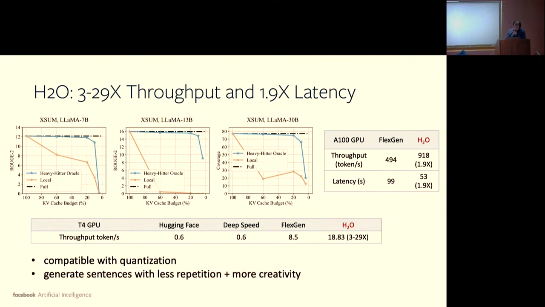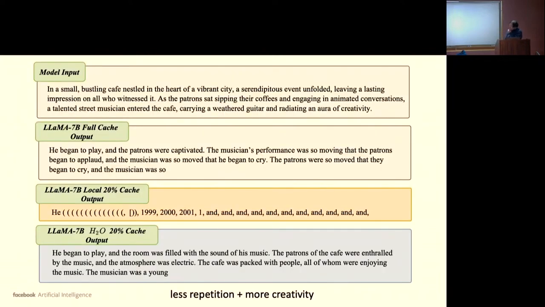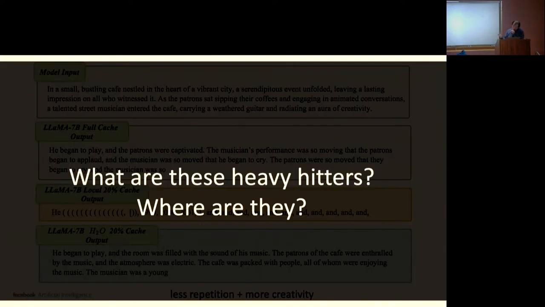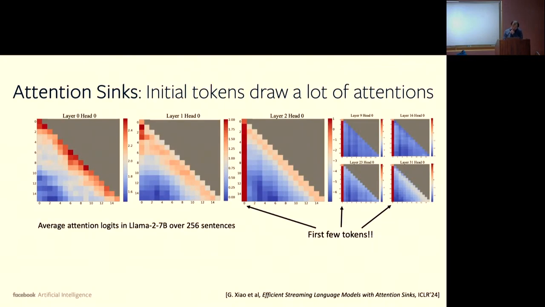We also see other benefits, like it gives you more creativity, because it gets rid of some of the tokens that might restrict your creativity. And the natural question is, what are these heavy hitters? We did some further analysis, and this leads to a paper called attention sink, that's the streaming LLM paper, which was also accepted at this year's ICLR.